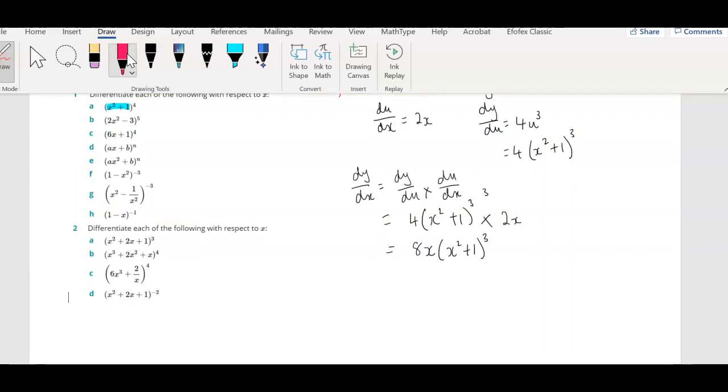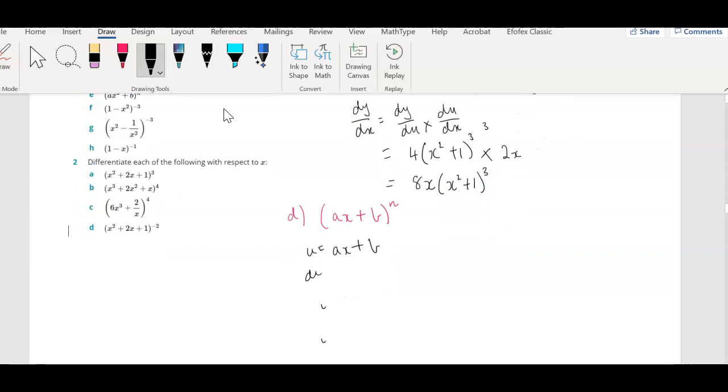Let me think of an easy one. All right, let's do D, only because sometimes we find it difficult when we don't have a bunch of numbers. All right, so ax plus b to the power of n. All right, so we're going to identify u first of all. So u is equal to ax plus b. So that means du, and I'm running out of room.